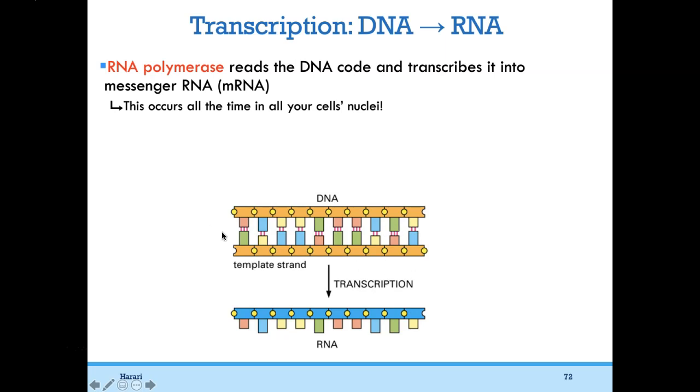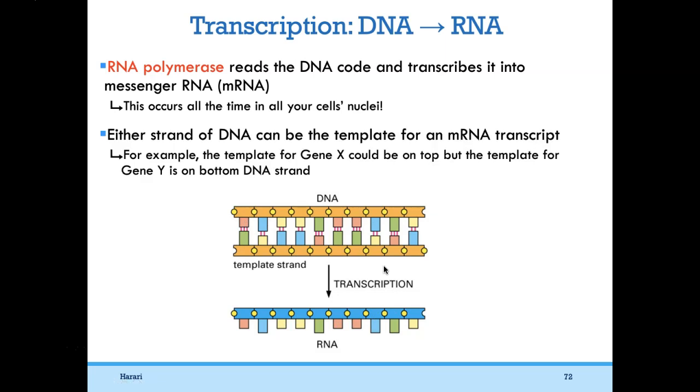So in DNA, we know it's double-stranded. One of these strands is going to be used as a template to copy from. And RNA polymerase will be able to make an RNA version of the complementary strand.